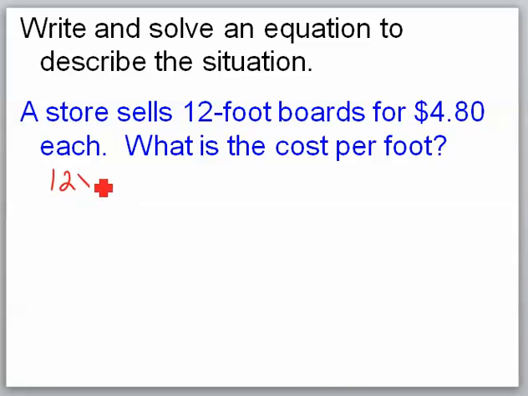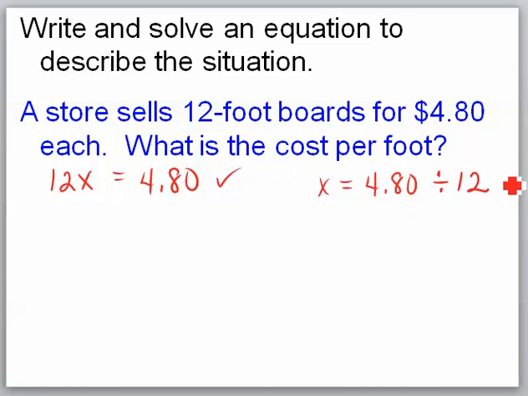So you could do this: 12 times x equals 4.80, the total cost. 12 feet times however much it costs per foot equals that $4.80. Or you could say, well, the total amount, $4.80, divided by the number of feet we have, 12. Both of these are correct. They both give the solution of 40 cents.